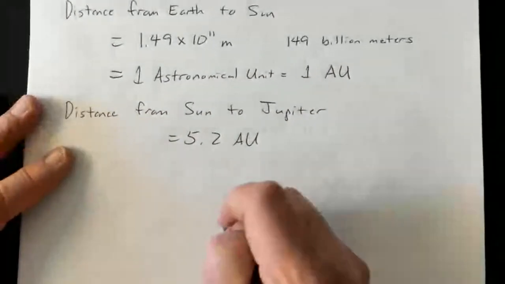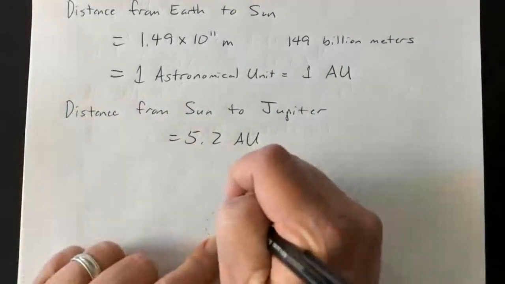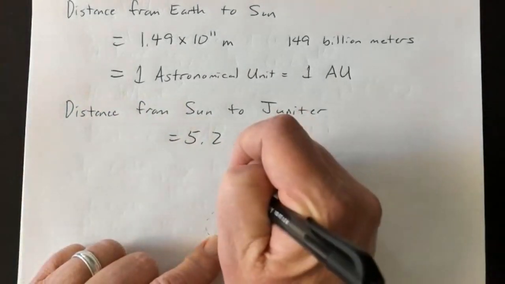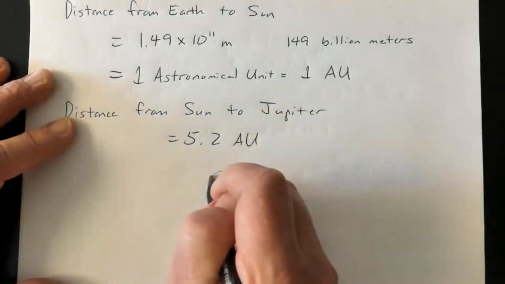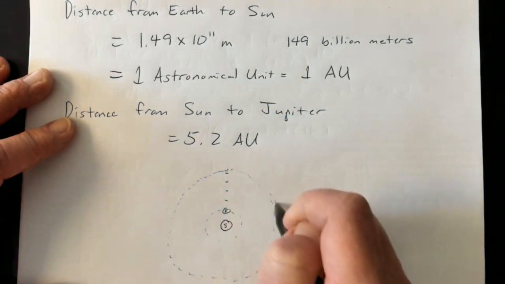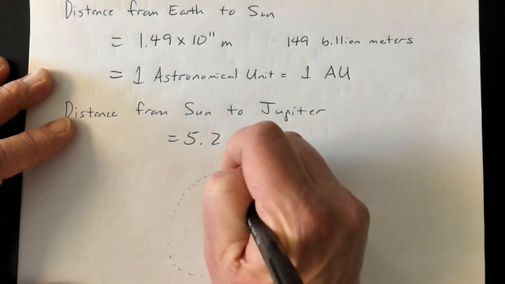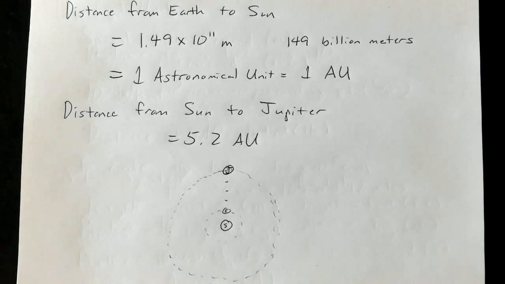And why does this help us? If you think about it, here's the Sun, here's the Earth in its nearly circular orbit around the Sun. If I wanted to draw the orbit of Jupiter to scale, I would make a circle, and I apologize for the terribleness of my circle, but I'd make an orbit 5 times as much as Earth. That gives you some idea of how far away Jupiter is. It's 5 times as far. See why these units are convenient.